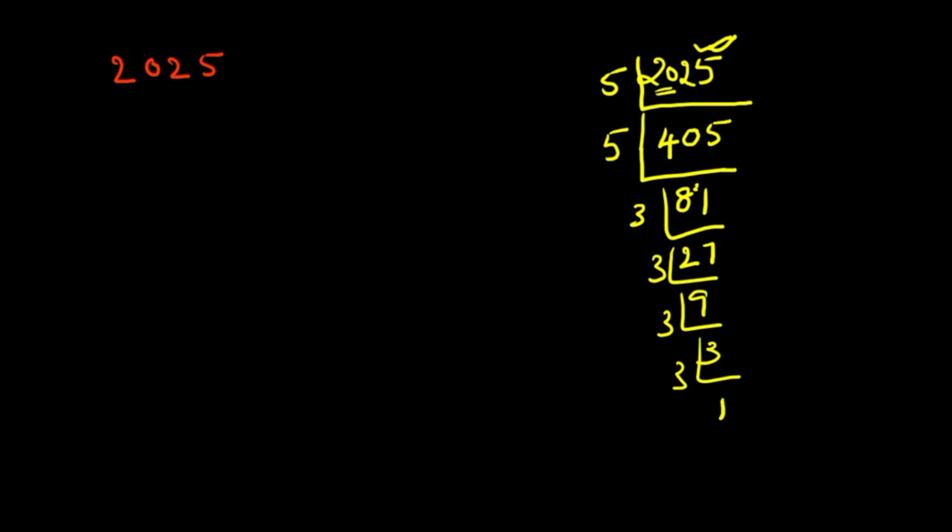Now to find the square root of 2025, we should divide it like, how many 3's are there? 1 2 3 4. Take 4 times. And take that 2 times 5 here. This is 5 into 5.